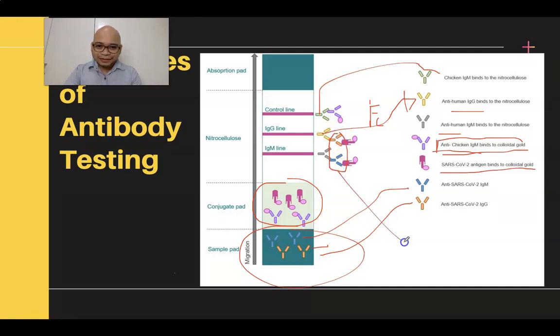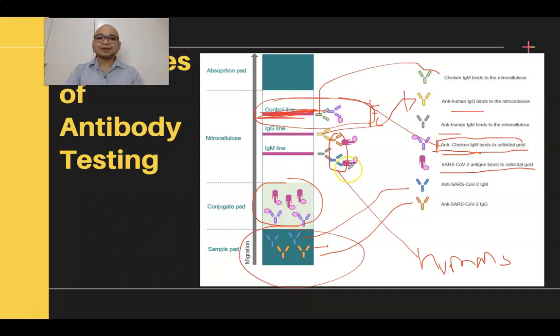So these are the humans. Why are there chicken antibodies? The chicken antibodies are for the control. The human antibodies are our own antibodies. So if there's no red label in the control, it means the test is invalid. So what's the purpose of the anti-chicken IgM that binds to colloidal gold? The purpose is for the control line.